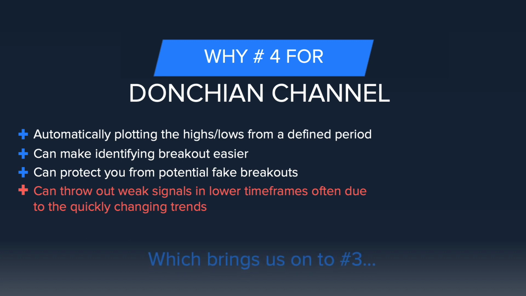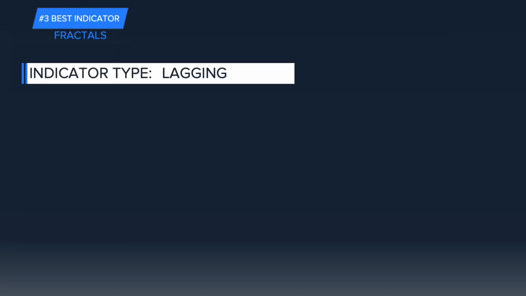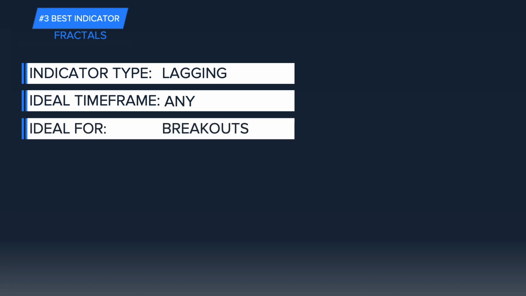Which brings us on to number 3. At number 3, best indicator. Fractals. This type of indicator is also lagging because it must wait for 5 candlesticks to form a pattern. Fractals are ideal for any time frame. This indicator is ideal for traders who want to focus on breakout trading.